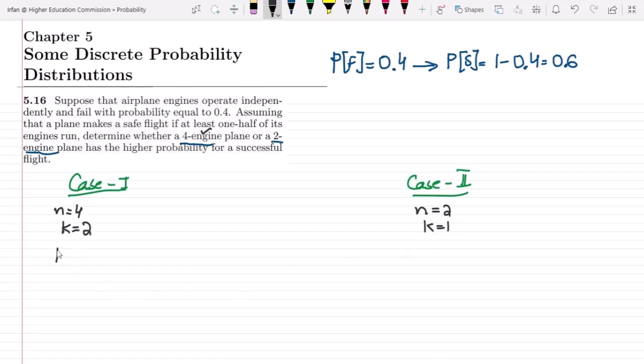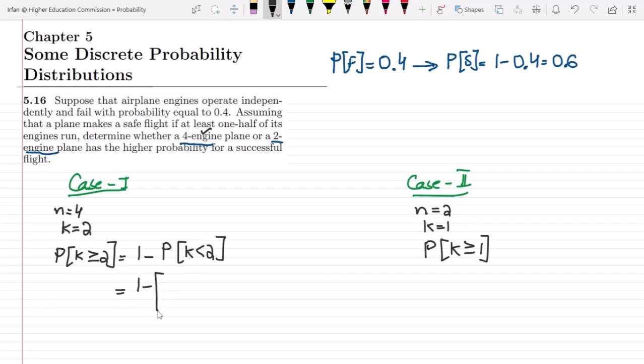What do we have to find here? For case 1 we have to find the probability that k is greater or equal to 2, and for case 2 the probability that k is greater or equal to 1. I hope it is now clear. Now let us proceed to case 1. Here we can see that this is equal to 1 minus the probability that k is less than 2, which would be the probability that k is equal to 0 plus the probability that k is equal to 1.